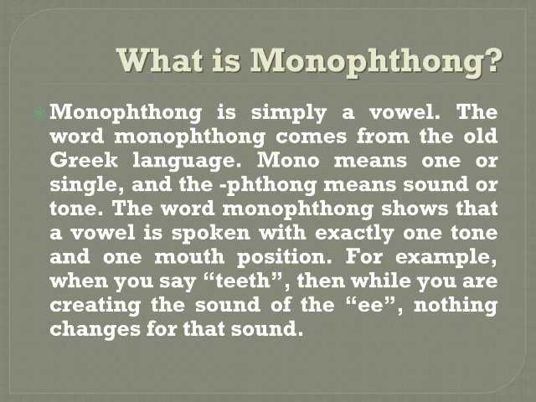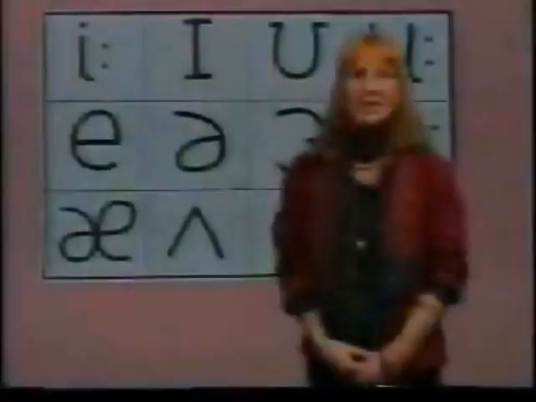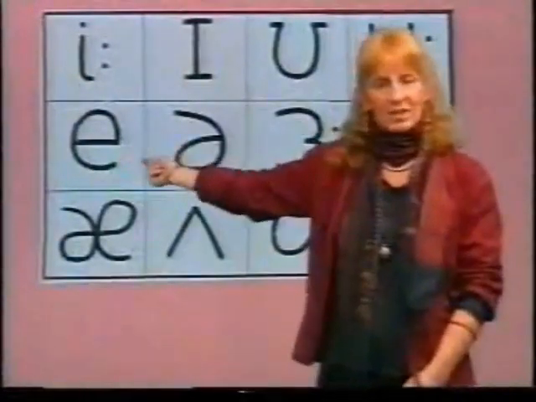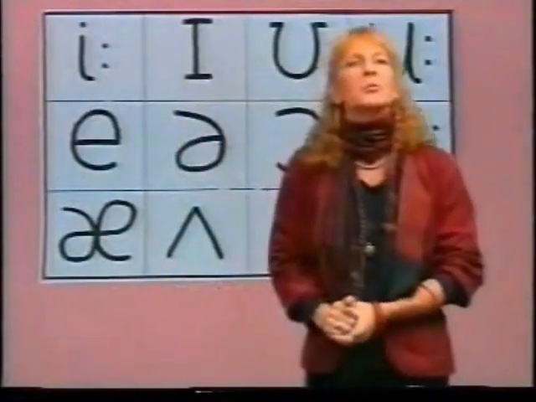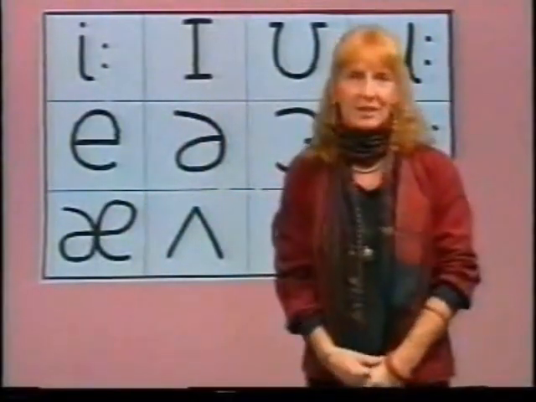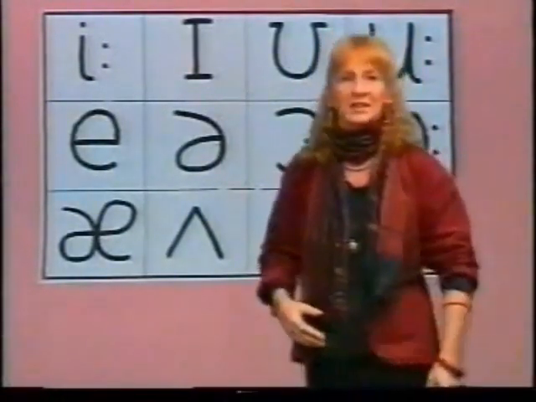For example, when you say tit, while you are creating the sound of the vowel, nothing changes for that sound. This is a section of the phonemic chart, and here we have the 12 vowels. And I'm going to try and help you remember how to say these sounds with certain actions. Let's look at the first sound.